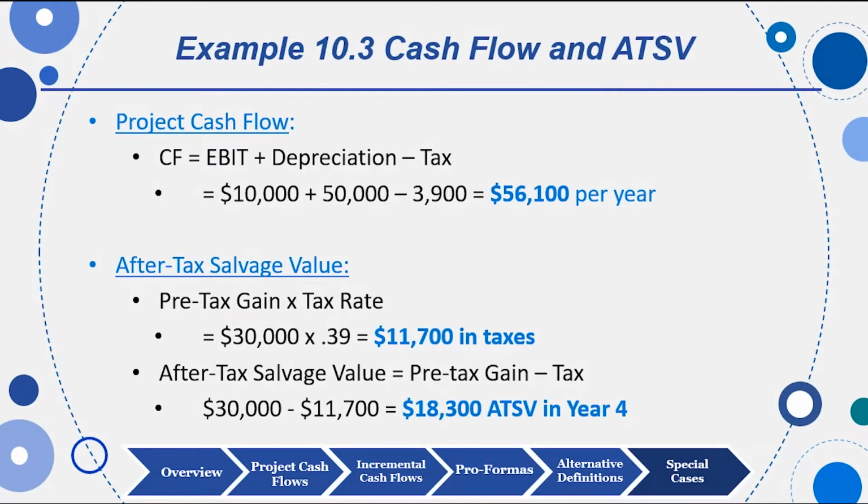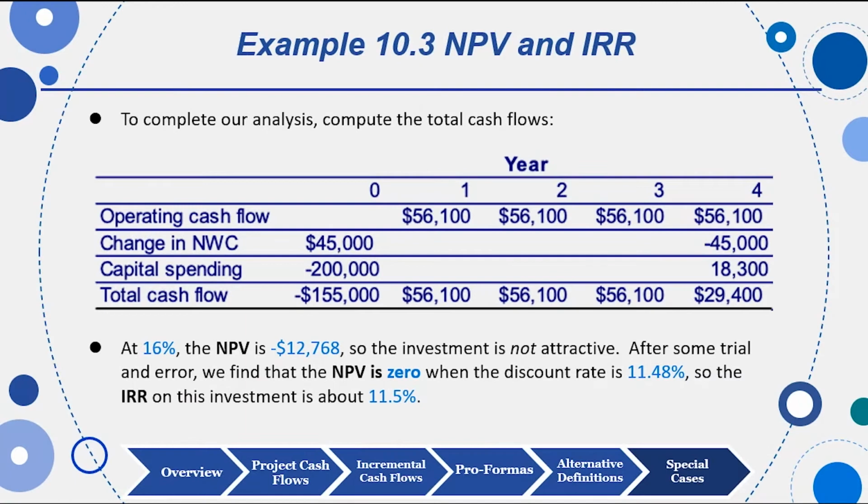I have a pre-tax gain of $30,000 on the salvage value; I can sell the equipment for that, times 39%. So after tax, I'll get an $11,700 tax payout. I have to pay that out, but that's subtracted from my $30,000 gain. And so after taxes, I'll be bringing in $18,300 after-tax salvage value in year 4. I put that in the last year.